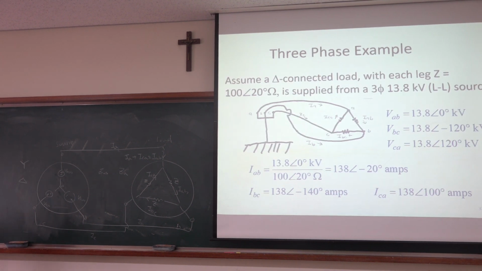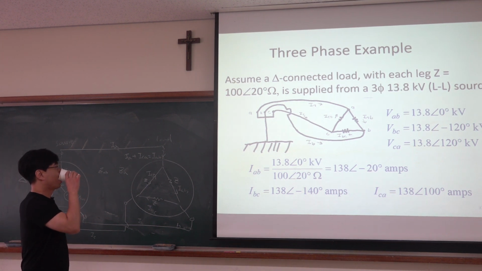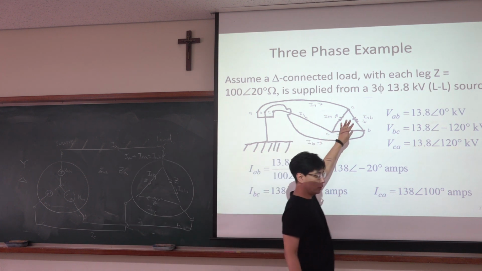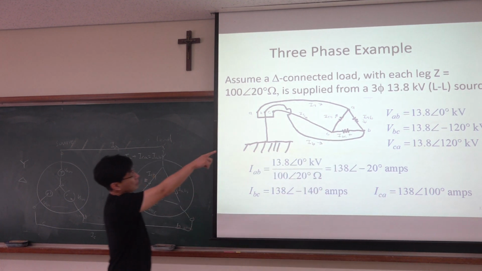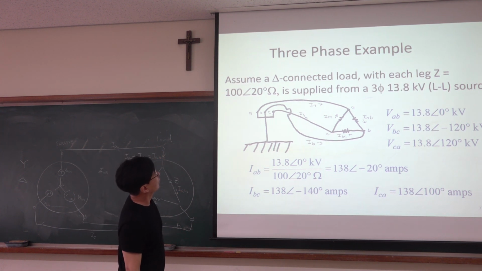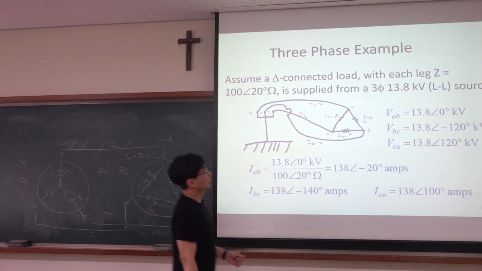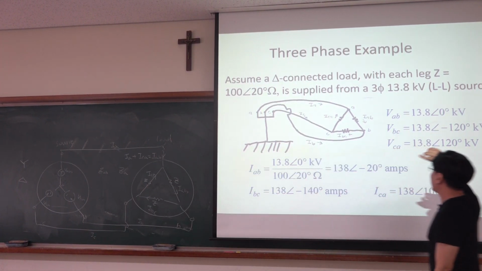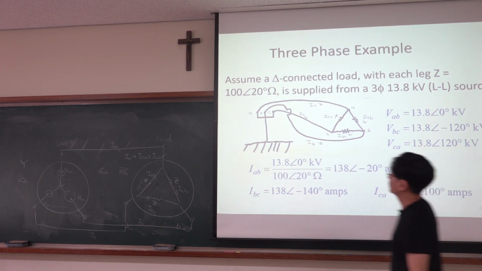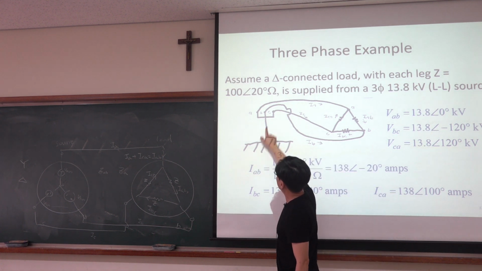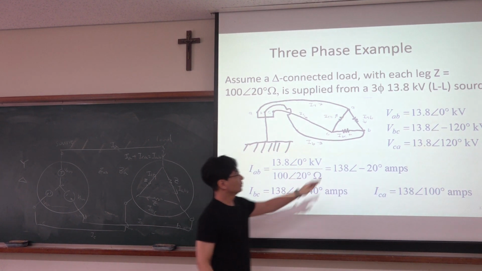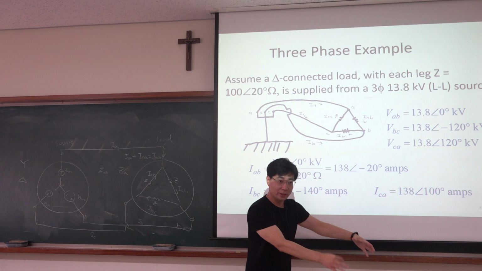So here are three-phase examples. Assume a delta-connected load, a three-phase induction motor, with each leg Z equal to 120 ohms, supplied from a three-phase 13.8 kilovolt source. That is a line-to-line voltage. So what is it? This is your three-phase induction motor here.